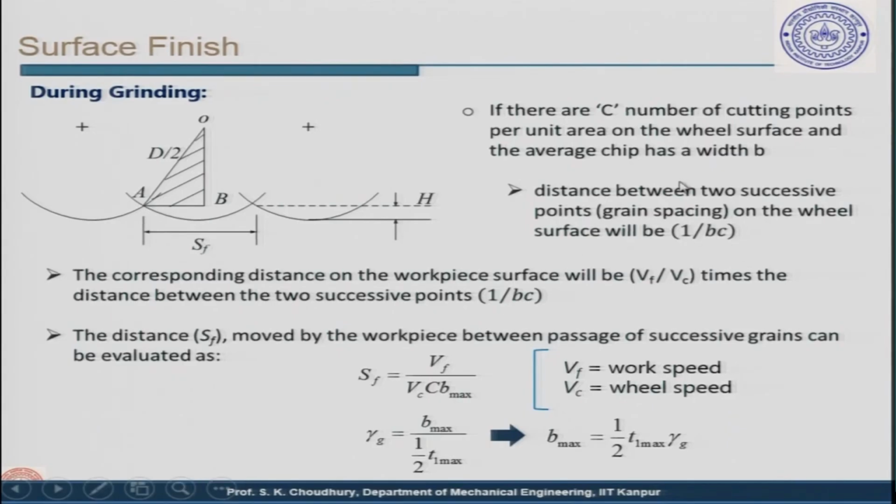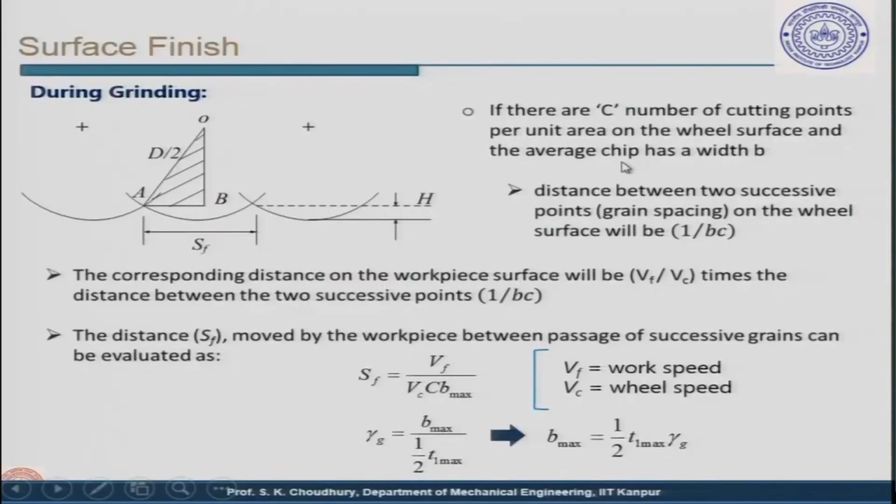Once again I will explain this to you: if we say that there are C number of grains per unit area, then from one grain to another grain, that distance will depend on the width B, the width of the chip that a grain will be producing. So, therefore, 1 by B into C will be the grain spacing, the distance between the grains on the wheel. Okay. So, this distance on the workpiece will be Vf divided by Vc times the distance between the two successive points, 1 by BC, on the grinding wheel.